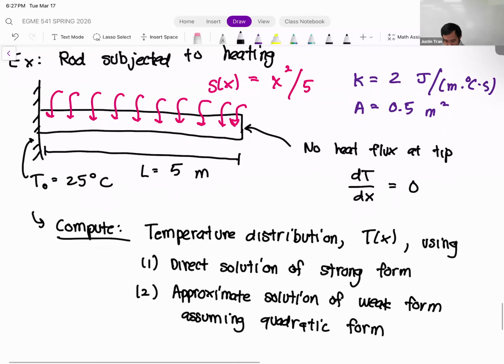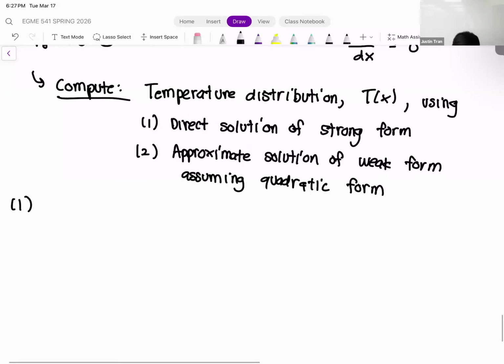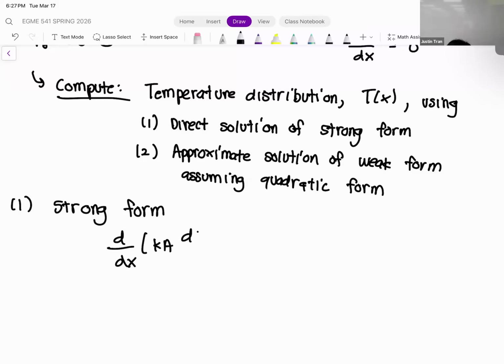Any questions on just the setup or the problem statements? Okay, so let's go ahead and do our solution here. So part one, let's do the strong form first. So let's go ahead and plug in for our strong form. So we have d/dx of k times A dT/dx plus s of x is equal to 0.